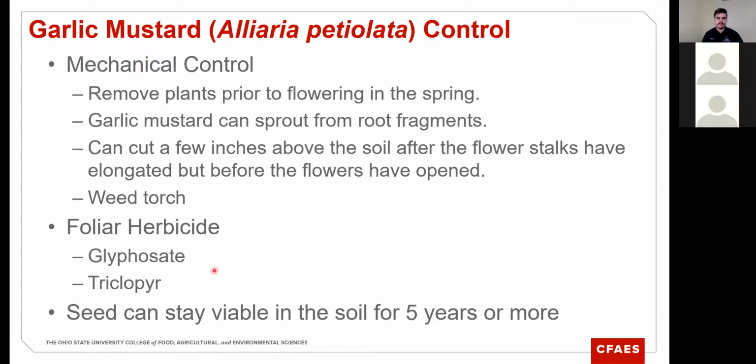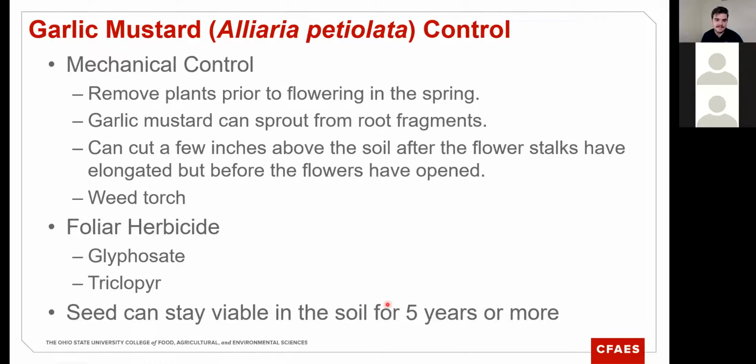And then for herbicide, foliar application, we talked about the different applications for herbicide. For these herbaceous plants, a foliar application is just over top. We recommend glyphosate and triclopyr, and those are both chemical names. There's a couple different brand names that you can find those under. Like I said, Roundup is one for glyphosate.